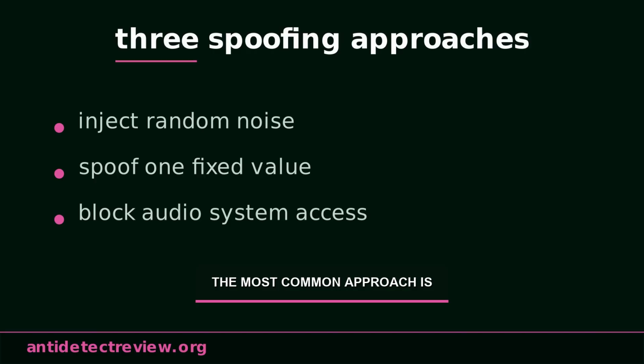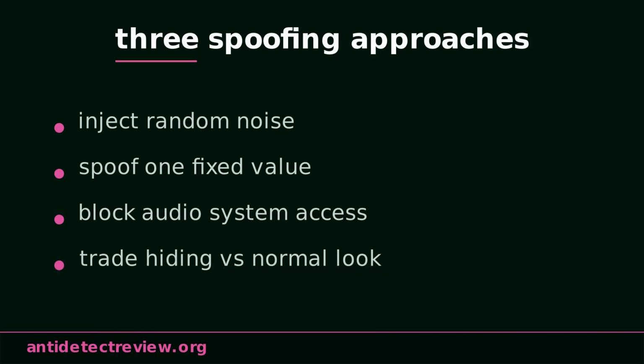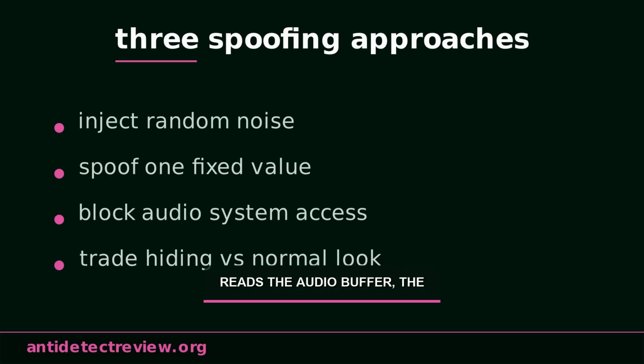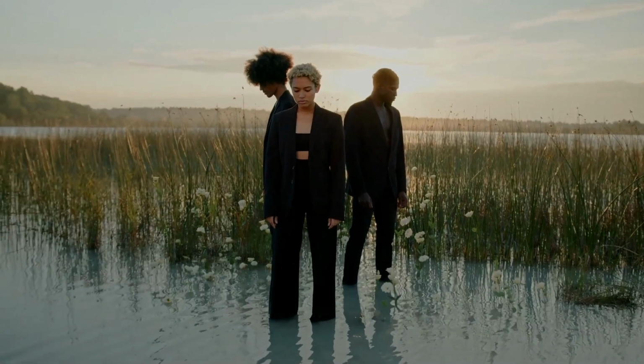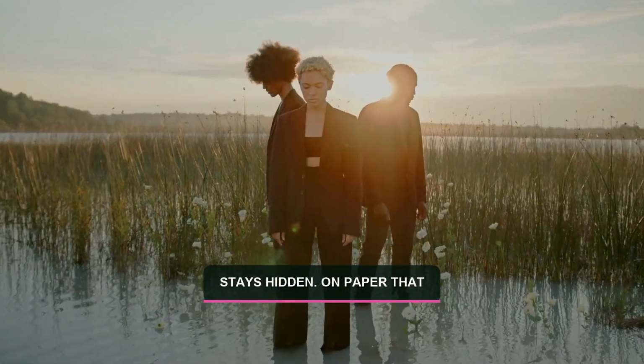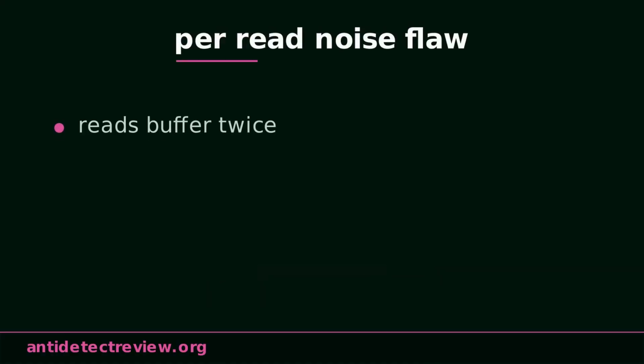The most common approach is also the most misunderstood, and it is per-read noise. Every time a page reads the audio buffer, the browser perturbs the numbers slightly, so the true hardware value stays hidden. On paper, that sounds ideal. The problem is what it does to stability.